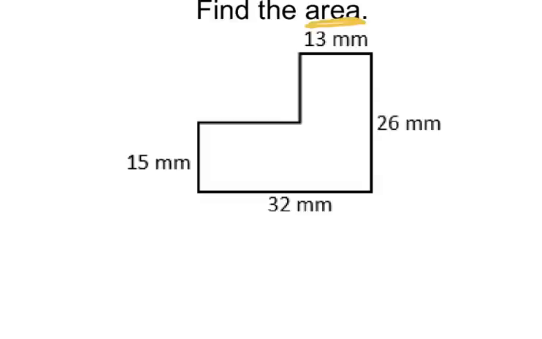So really we just have to decide which one we want to do. I like to slice it that way, which means the easy one to find is going to be this one, because we have both dimensions. We have 32 and we have a 15. 32 times 15 is 480 millimeters squared.